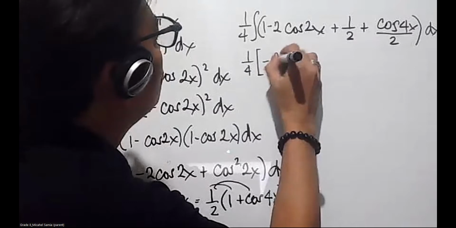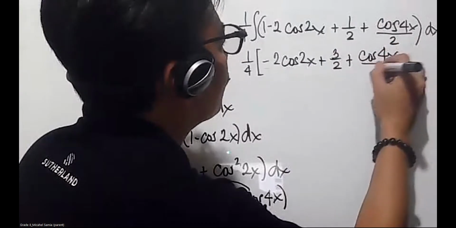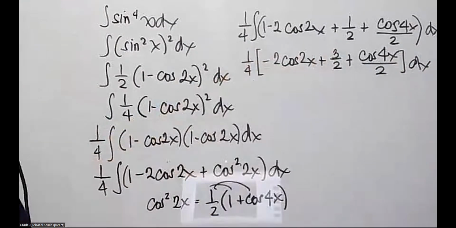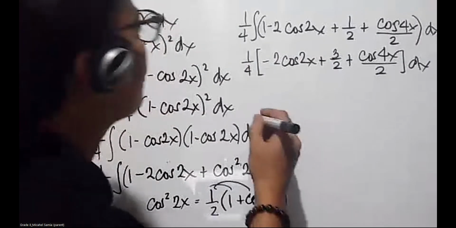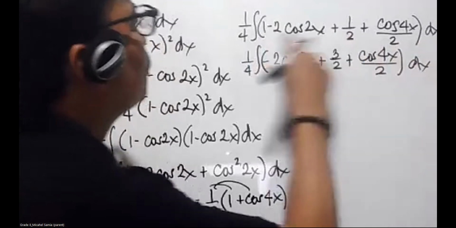So this will become negative 2 cosine 2x plus 1 and 1/2, so it is 3/2, plus cosine 4x over 2, dx. I just combined the 1 and the 1/2, since they are both constants. There's still the integration sign. I just combined the two numerical values.